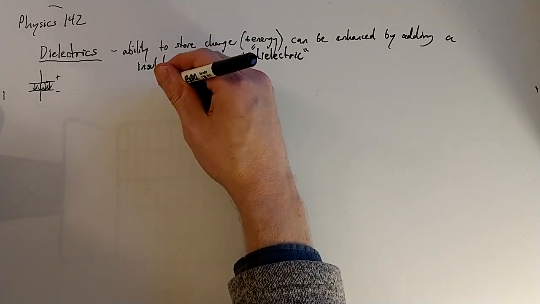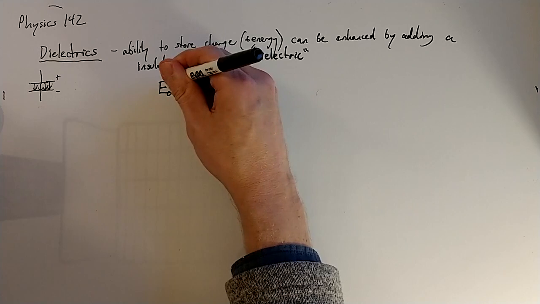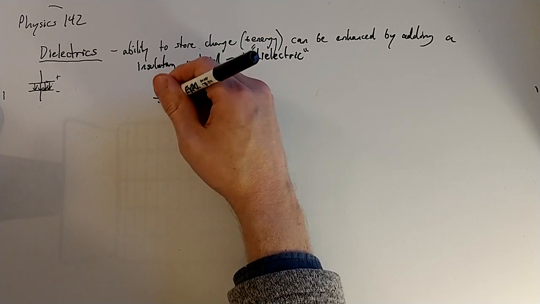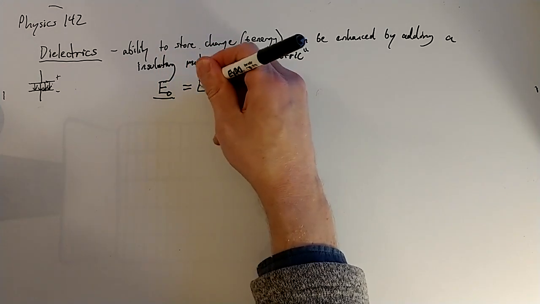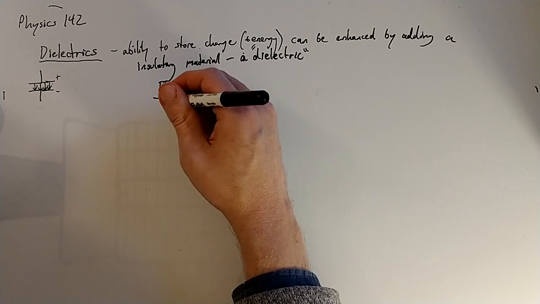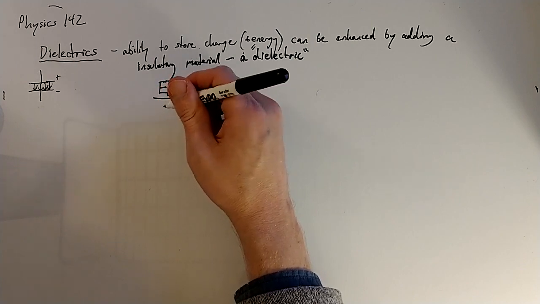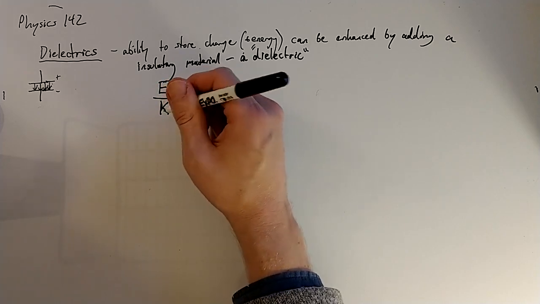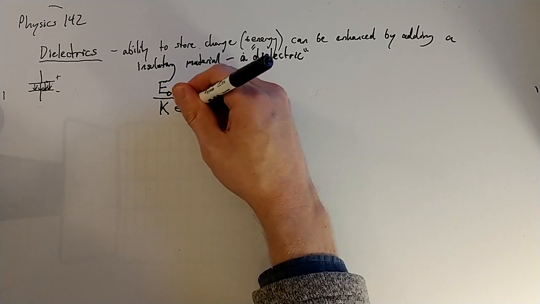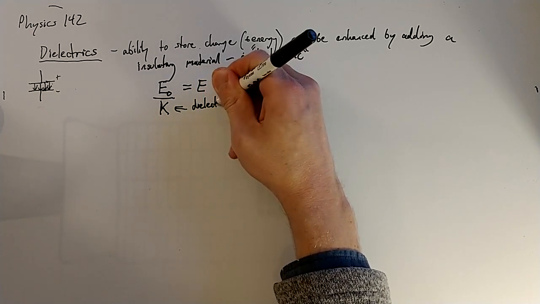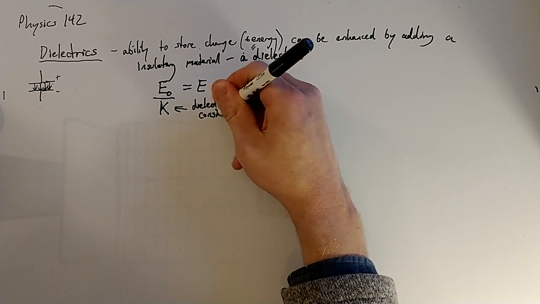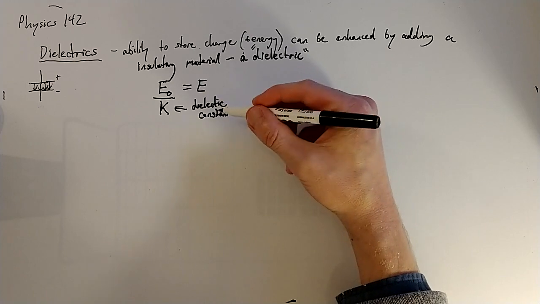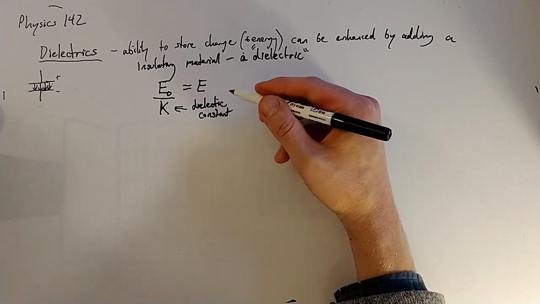If the original electric field without the dielectric is E naught, then with a dielectric the electric field needs to go down, so we divide by some number. The number that we divide by gets the value K. The value K is the letter that we use for the dielectric constant. And the dielectric constant depends on the properties of the material.